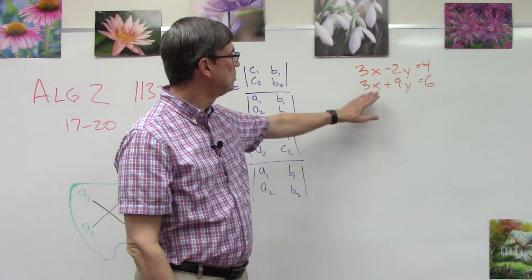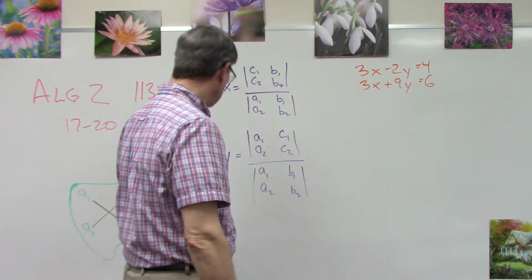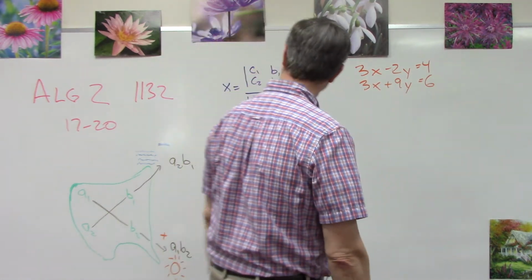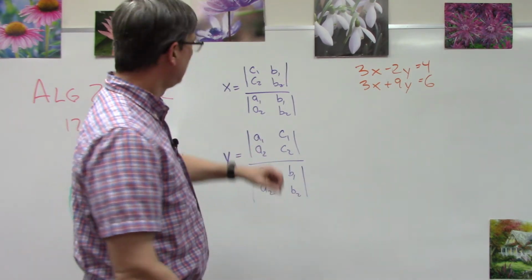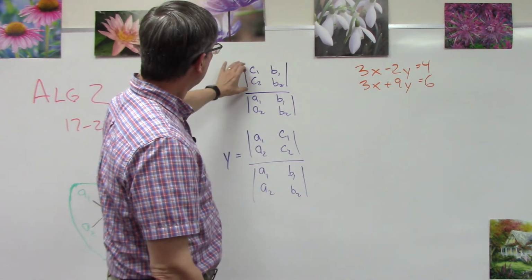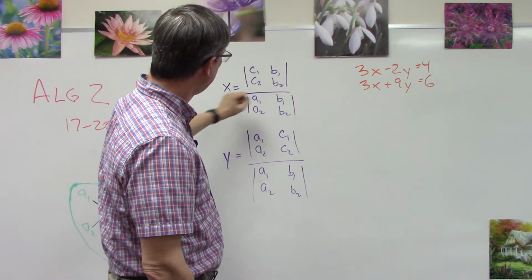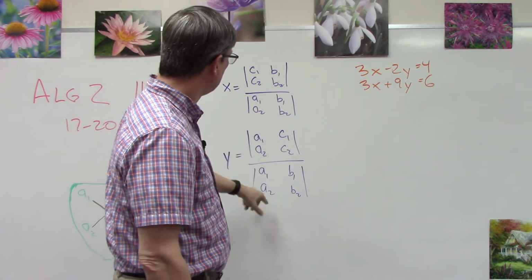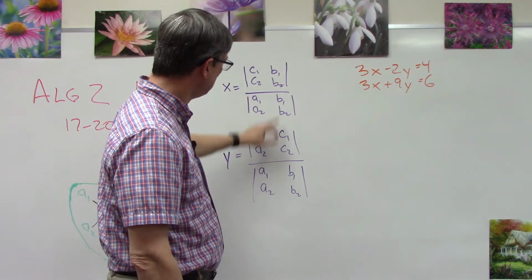So let's use this new interesting method to solve this one. Where's my black marker? Here we go. Now they explain that for x, we're going to use the c1, c2, b1, b2. This is our denominator. Y is this. The denominators are the same, notice, okay? a1, a1, a2, b1, okay? Same.